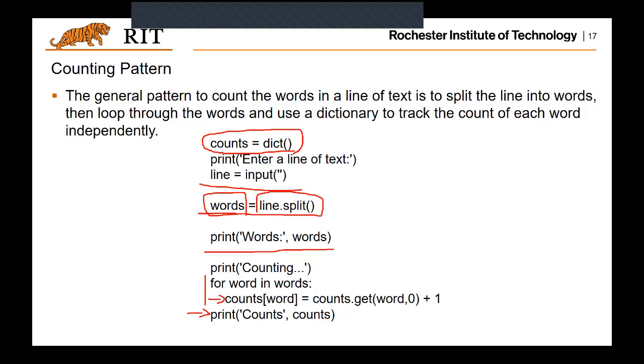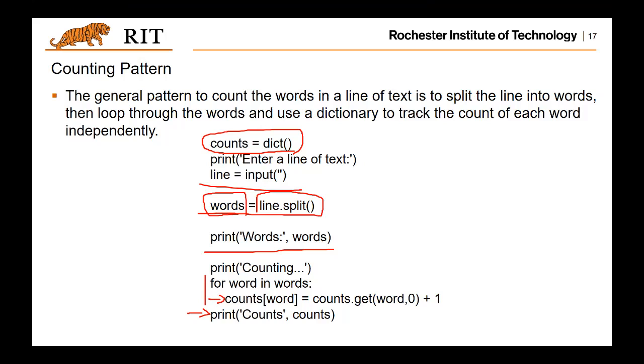Basically, what you do is just generate a list of strings. I mean, first input the line from the user, and generate the list using the split function, and loop through that list, and use the get method of the dictionary, and that's it.